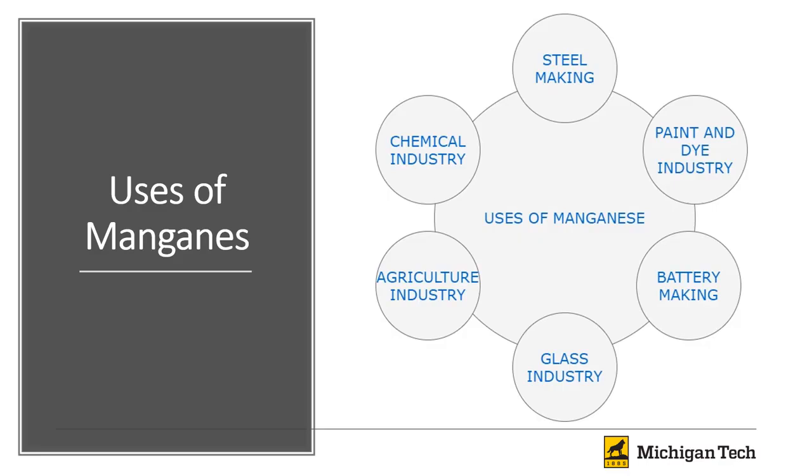Manganese is used in vast quantities in the steelmaking industry and battery making industry. The other uses of manganese include paint and dye industry, glass industry, agriculture industry, chemical industry.